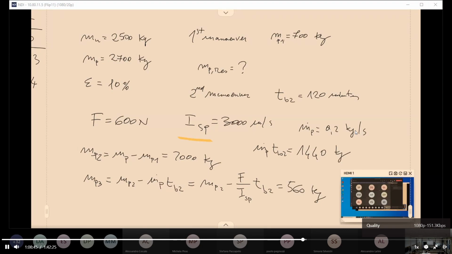Given this, we haven't used our epsilon yet, but we can use it now. At the beginning, if you would like to evaluate the initial mass, it will be the sum of these two plus the inert mass, and the inert mass will be obtained from the propellant mass through epsilon. So we have that ms is epsilon over 1 minus epsilon times mp, and this gives us these 300 kilograms more. So overall we have an initial mass which is 5,500 kilograms.